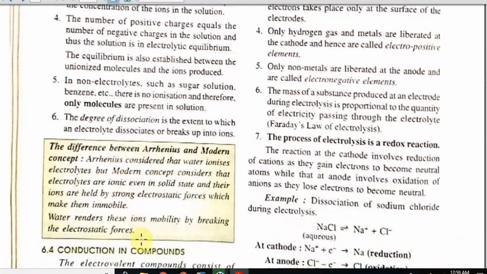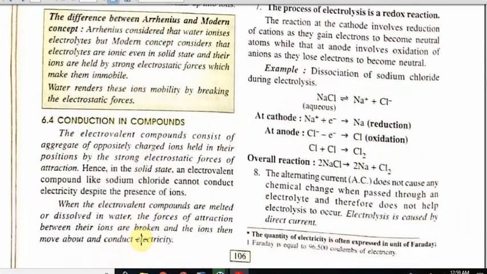Now there is a difference between modern theory and Arrhenius theory. Both are nearly the same but with a minor difference. Arrhenius considered water to ionize the electrolyte, but the modern concept considers that electrolytes are ionic even in the solid state and their ions are held by a strong electrostatic force of attraction which makes them immobile. Water renders these ions mobile by breaking the electrostatic force.